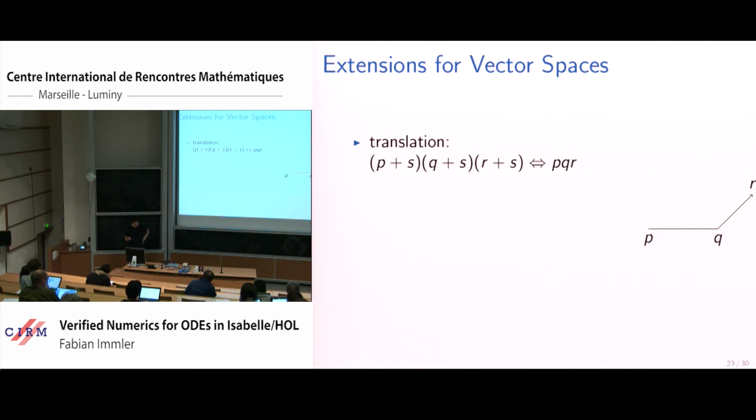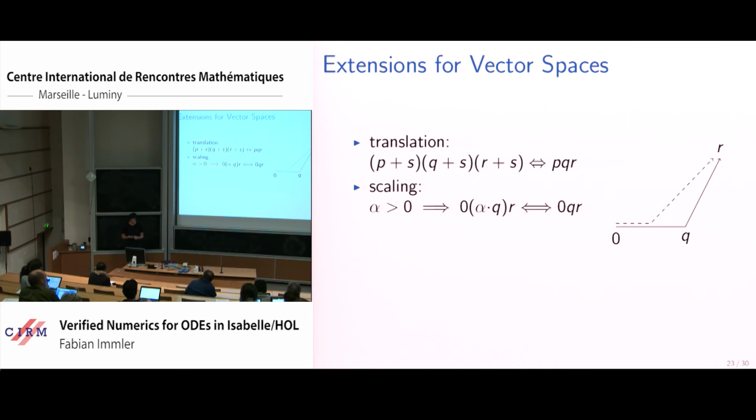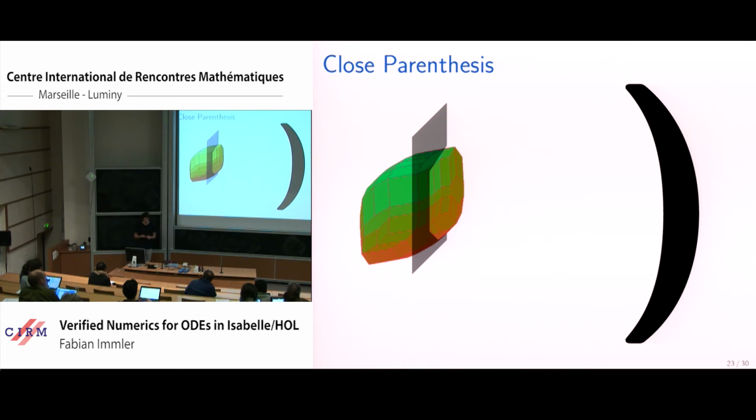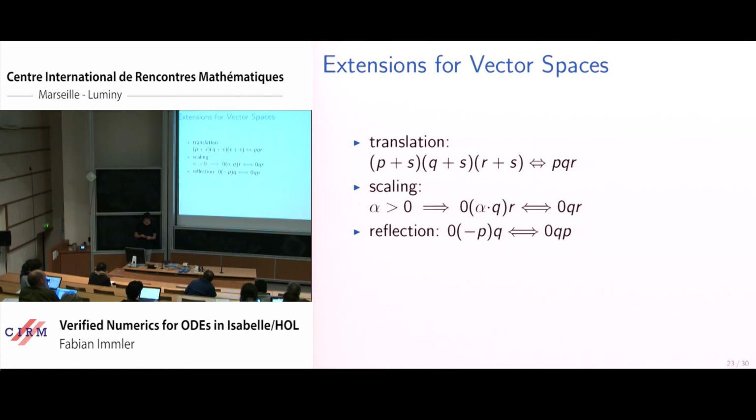In our case, we needed to extend this abstract theory a bit more to also work for vector spaces and not just discrete points in a plane, to be able to translate this predicate, scale it a bit, or just reflect and add some of the points.